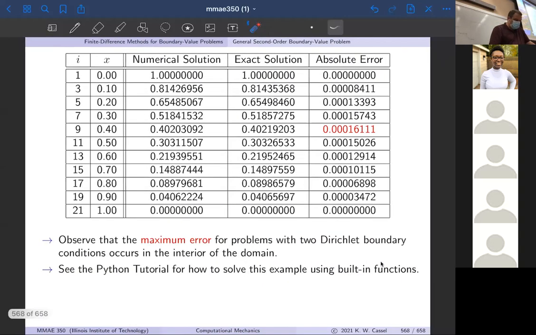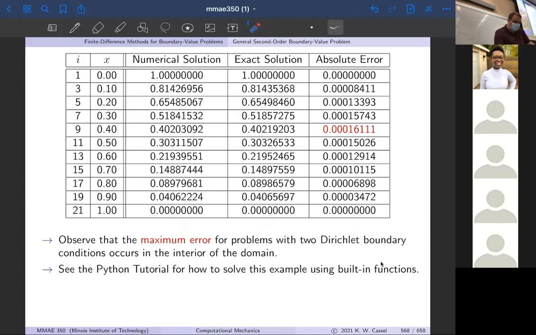Things are working properly. Here's the actual values, the numbers. I'm showing them not for all 21 points, but every other point. So i is equal to 1, 3, 5. I've taken out the even valued points. Here are the numerical values that I got from my numerical solution from the tridiagonal system of equations being solved. These are the exact values from the exact solution, and this is the difference between them, the absolute error.